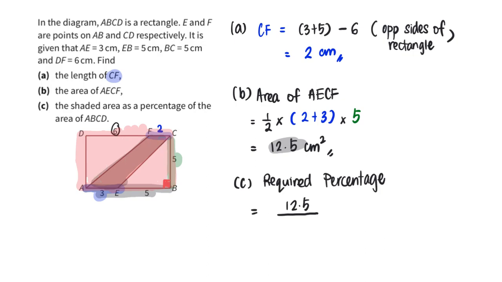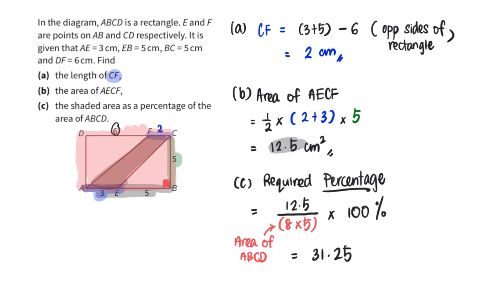ABCD is the whole thing, and we do have our length and breadth, which is 8 times 5. This is the area of ABCD, the rectangle. And because they want percentage, multiplied by 100%. And the percentage is equals to 31.25%.